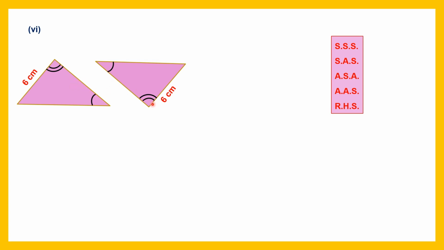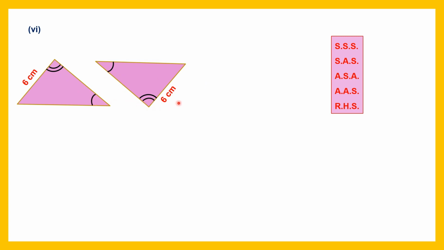Here also we have two triangles. We don't have the included side. That means we can use the fourth condition. Angle, angle, side. So we have two angles equal. The other two angles also equal. The corresponding angles are equal.